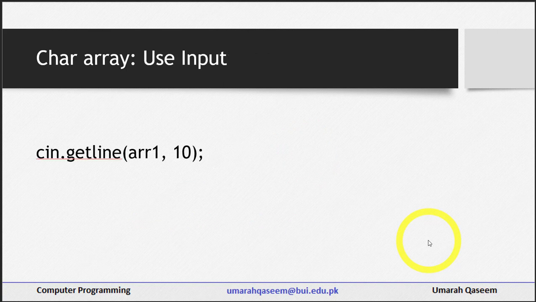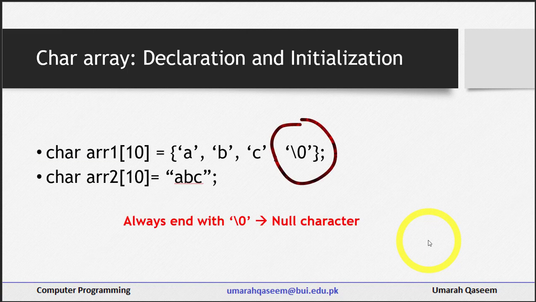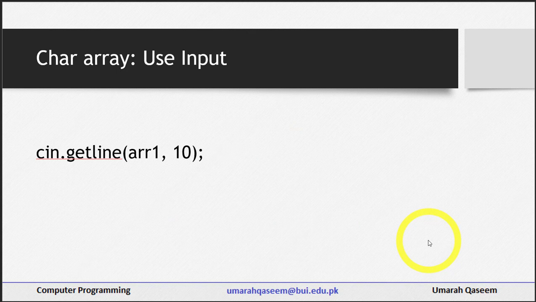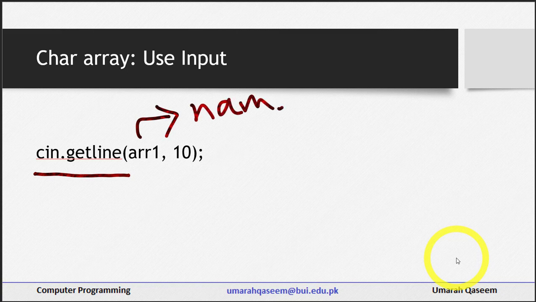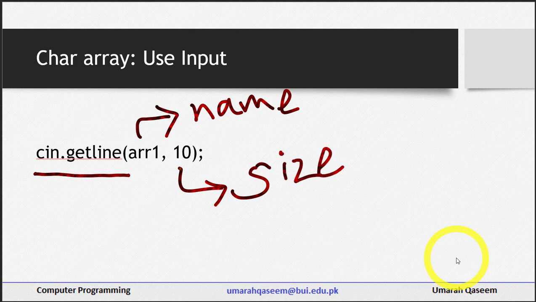Moving on, how do you take user input? You have declared an array and initialized it here, but if you want to fill something in that array from the user at runtime, you use the function cin.getline. It has two parameters. The first parameter, which you can see here, is the name of your array, which in our case is ARR1. The second parameter, 10, is the size in bytes that you want to read and put in that character array. This is actually the size of the array.